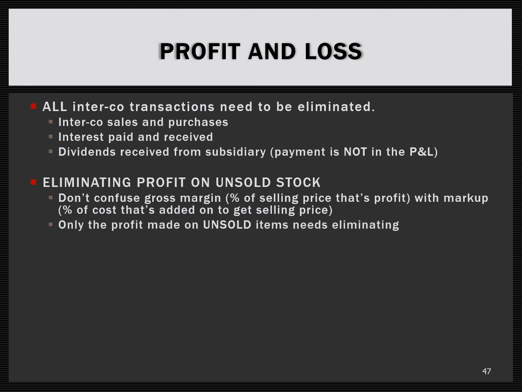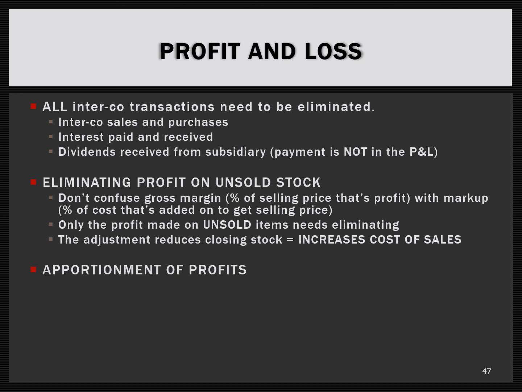But remember, it's only the profit on unsold items that needs to be eliminated. If there's been an intercompany transaction and the goods have been sold on to a third-party customer, then there's no need to make an adjustment, apart from cancelling out the purchase and the sale as normal. And do remember this final point: the adjustment is going to reduce closing stock, which means it's going to increase the cost of sales figure. So you add it on to cost of sales, it's going to reduce the profits in the consolidated profit and loss account.